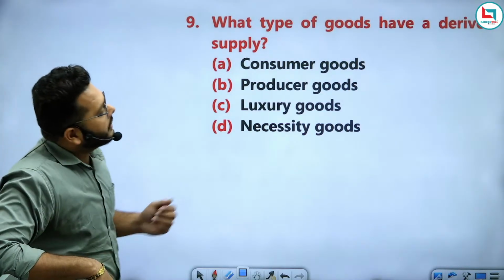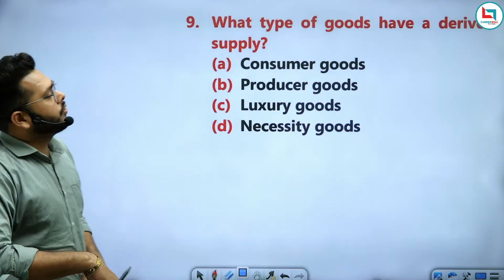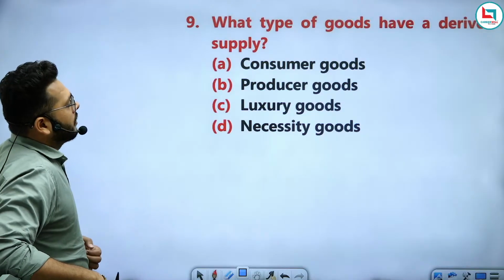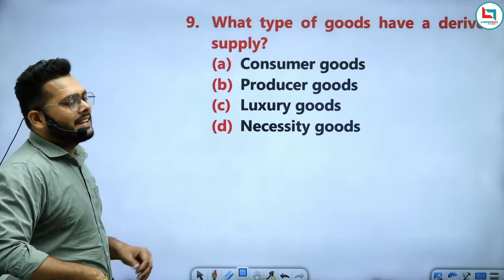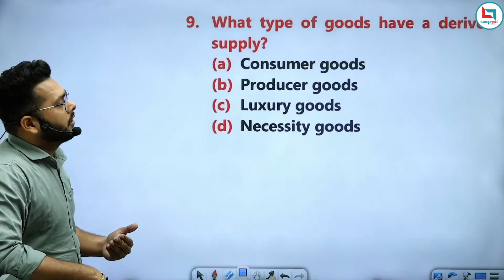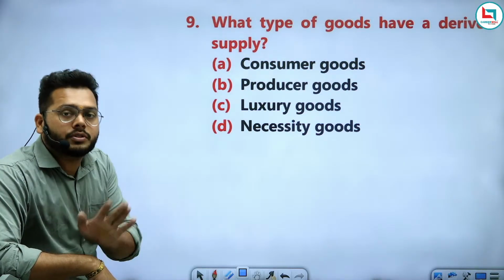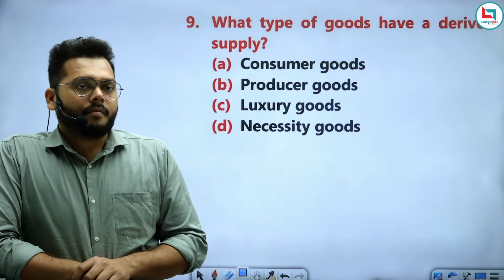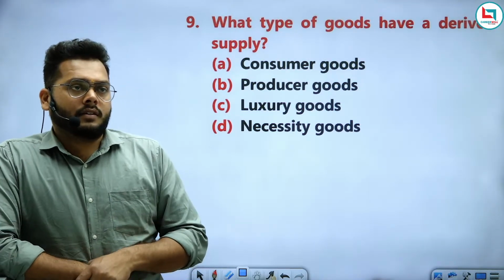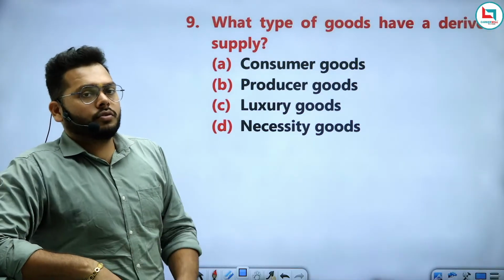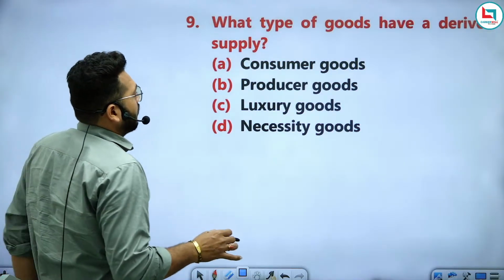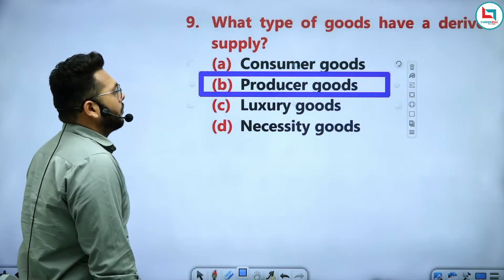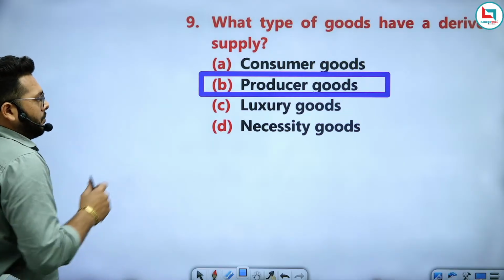What type of goods have a derived supply? Consumer goods, producer goods, luxury goods, or necessity goods? The question is asking what type of good derives this supply. You need to understand one thing: it is the producer good which has a derived supply.